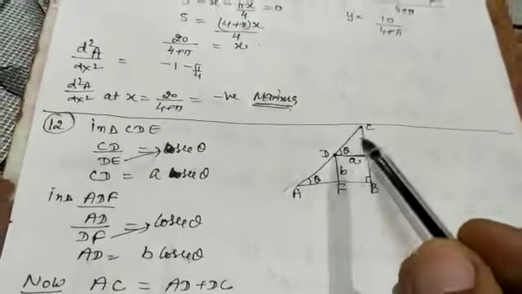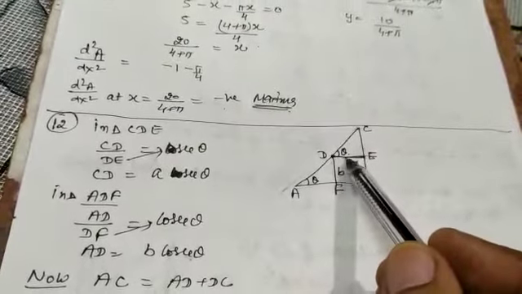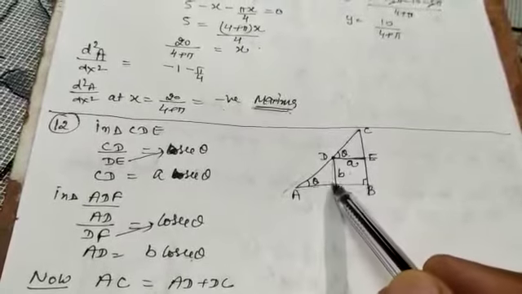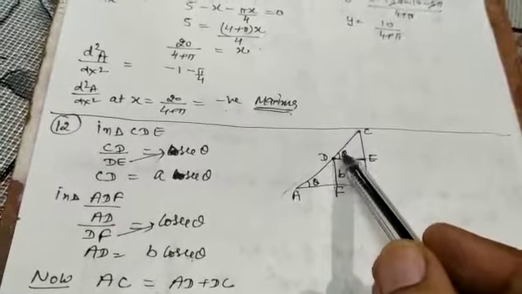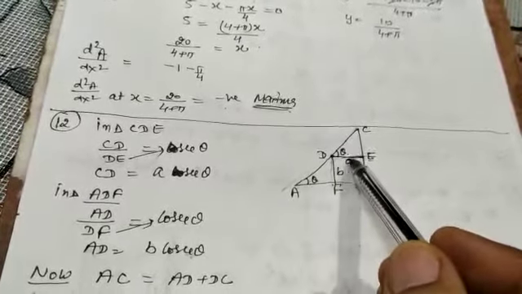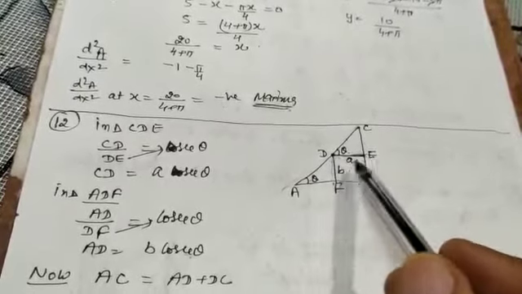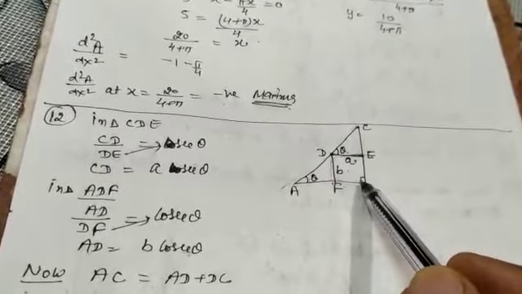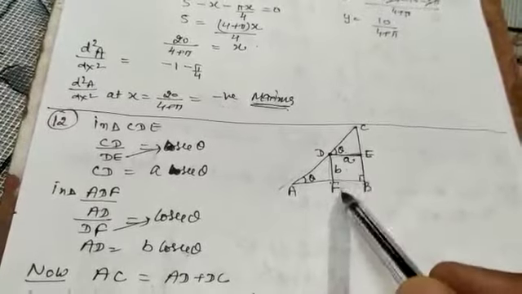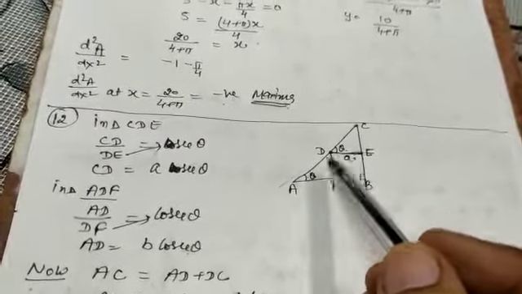Now see, first of all this point lies at a distance of a, and this point lies at a distance of b. So this angle and this angle are equal to theta because these two lines are parallel. Perpendicular, this angle is 90 degrees, this angle is 90 degrees. So these two lines are parallel. So this angle is equal to theta.